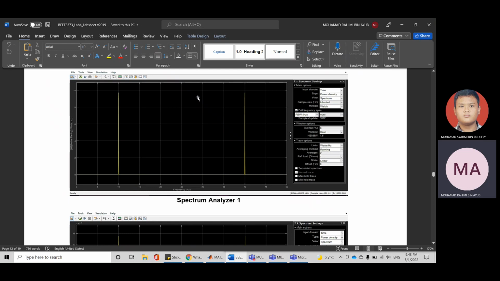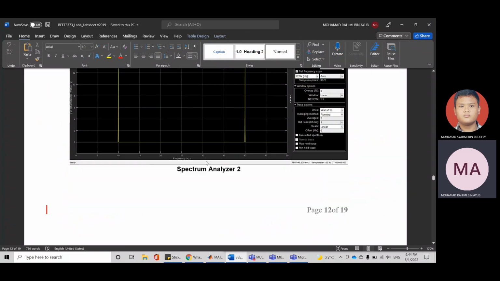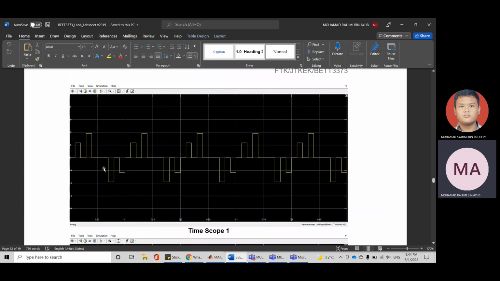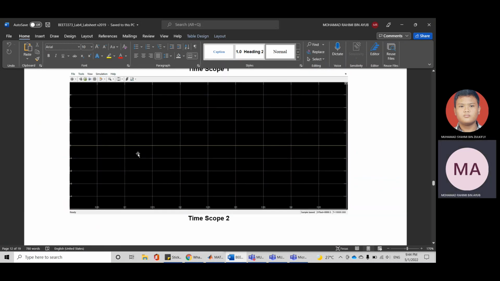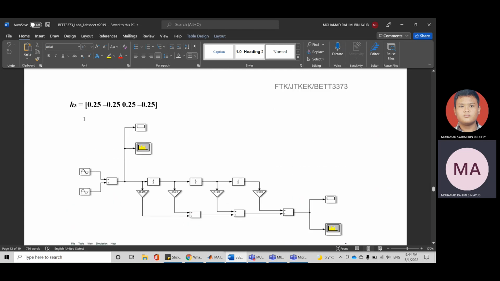It is slightly the same at spectrum analyzer number 1. But for spectrum analyzer 2, it is different from the H1 because of the different value. This is for time scope 1, and this is for time scope number 2. It is constant.